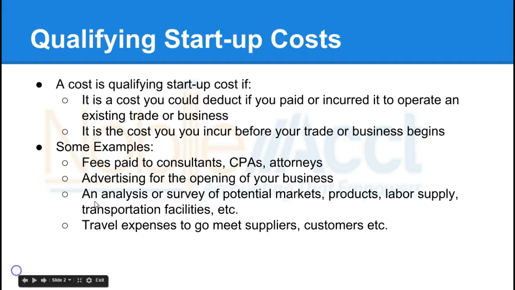Now, let's take a look at what are the qualifying startup costs. Qualifying startup costs are basically costs that, if you incurred them during the regular normal course of your trade or business, you would be able to deduct, and they are the costs that you incur before you start your trade or business.